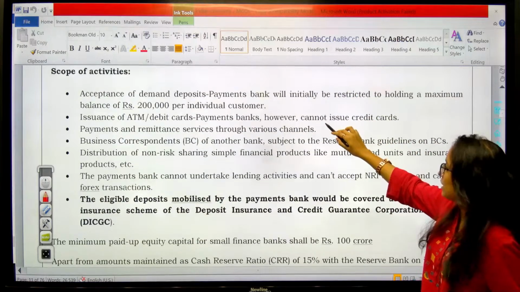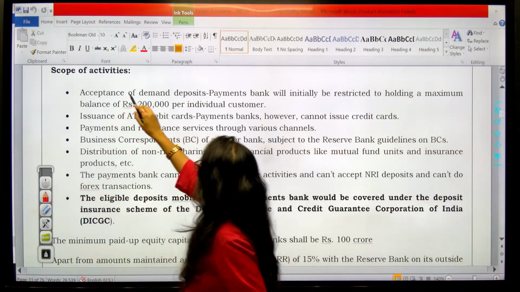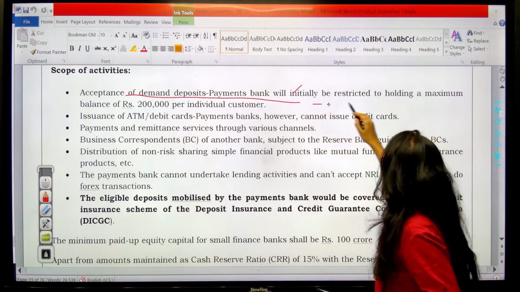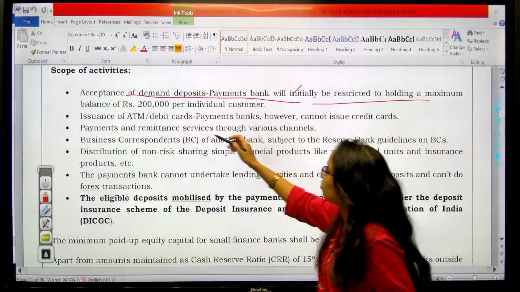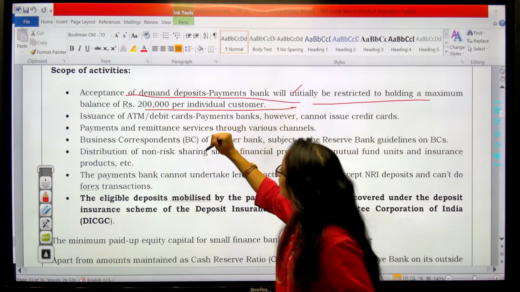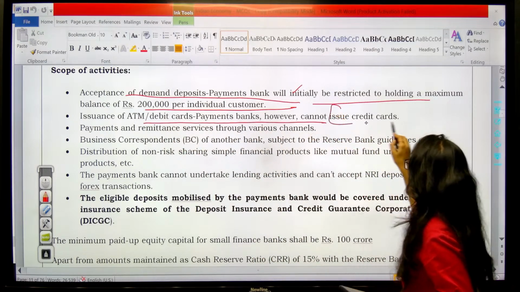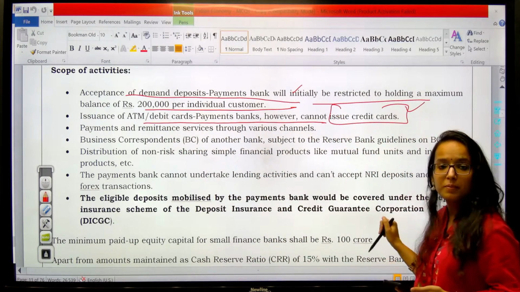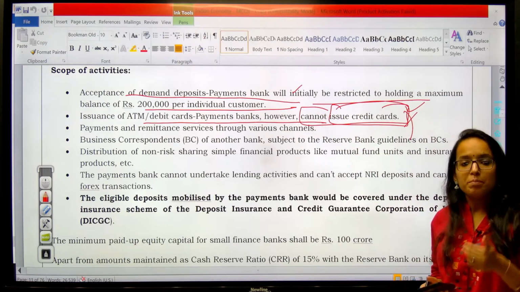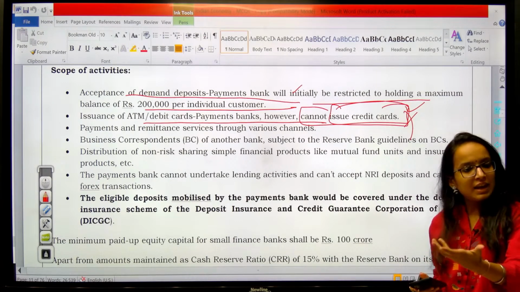So let's quickly see what payment bank is all about, right? Acceptance of demand deposits, yes, they can accept demand deposits. Will initially be restricted to this much amount per individual, which is your 2 lakhs. But issuance of ATM debit cards, however, cannot issue credit card. Remember, cannot issue credit card. As I told you, payment bank, because credit card is also a loan, right? They cannot indulge in lending activities.